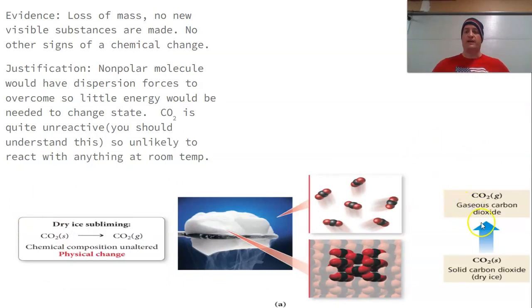So something like carbon dioxide going from dry ice to just up in the air. Thank you for our global warming. You have a loss of mass. You don't have any visible substances being made, so you don't have a color change, which generally would point to a physical change. That's not always true. We know with combustion, what comes in and what goes out are both invisible to us. But you don't have any other signs of a chemical change.